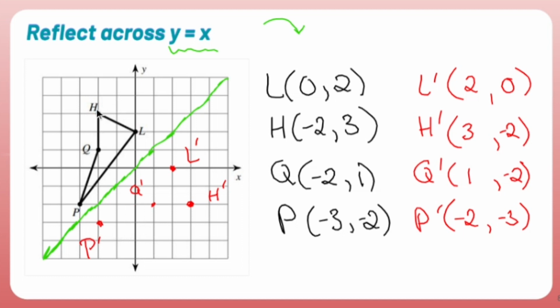Now for me, I struggle mightily with graphing these. So I'm going to notice that, all right, well, H connects to Q, so H prime is going to connect to Q prime. Q connects to P, so Q prime connects to P prime, okay. P connects to L, so P prime connects to L prime. And then last but not least, L connects to H, so L prime to H prime.